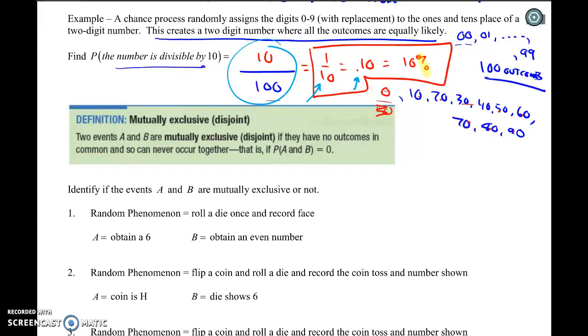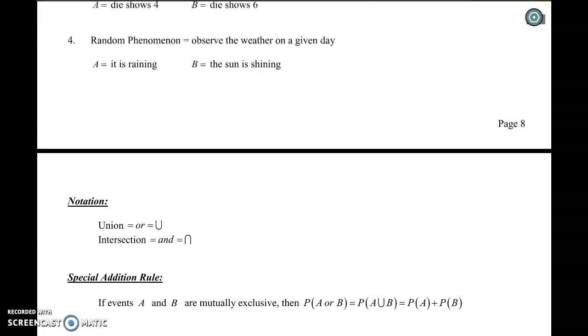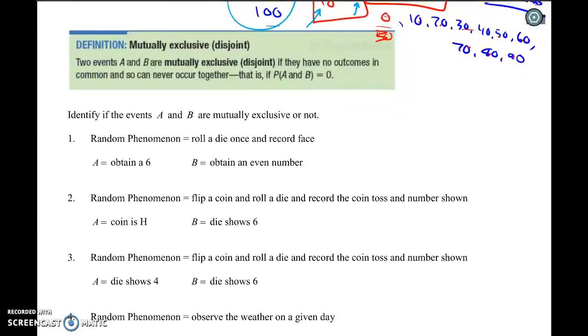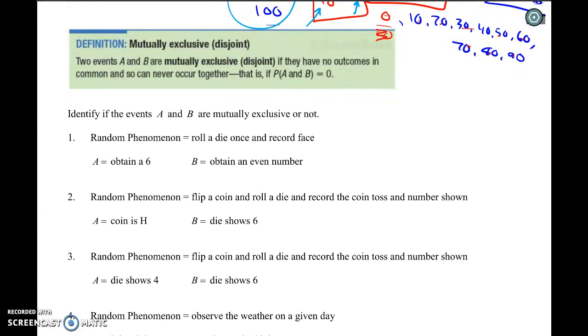All right, so the next idea is kind of a significant one, and this will be the last idea in this video. Mutually exclusive or disjoint events. Mutually exclusive events or disjoint events. And I think this is probably something you've heard about before.